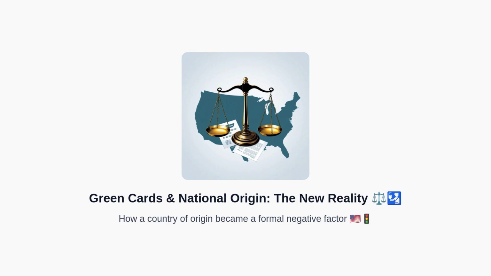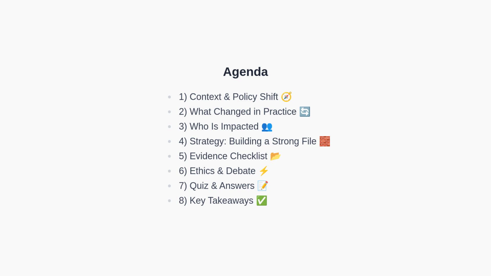Welcome to our deep dive into a major shift in U.S. immigration processing, national origin being treated as a formal negative factor in some green card reviews. In this video, we'll unpack what changed, who is affected, how to respond strategically, and what documents can help mitigate the increased scrutiny. We'll also include a brief quiz to check your understanding and finish with actionable steps you can use right away. Here's the roadmap for today's video.